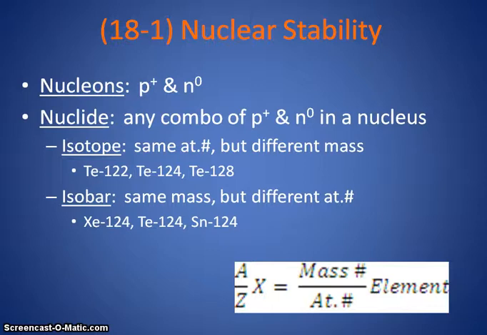Nuclides are any combination of protons or neutrons in a nucleus. So you could have isotopes or isobars. An isotope means that you've got the same atomic number but different mass numbers. So the protons are the same, but the neutrons are different. And then an isobar means that they have the same mass, but different atomic numbers.